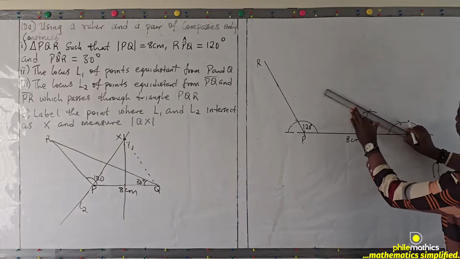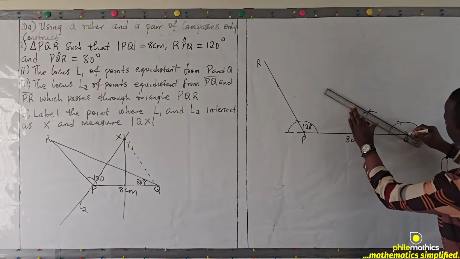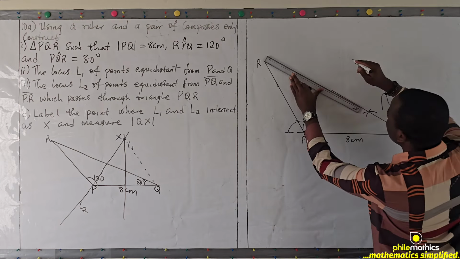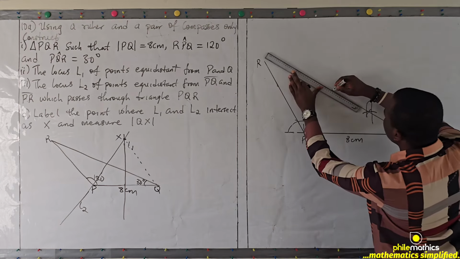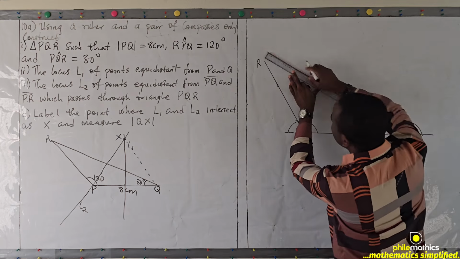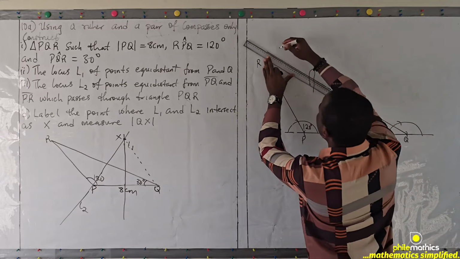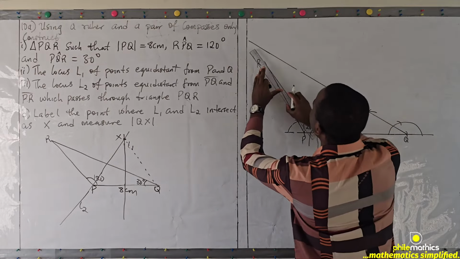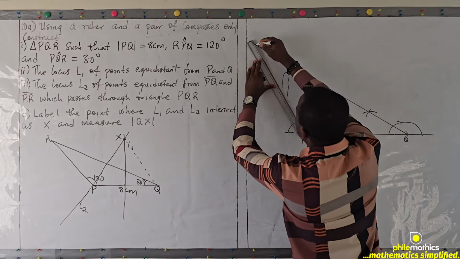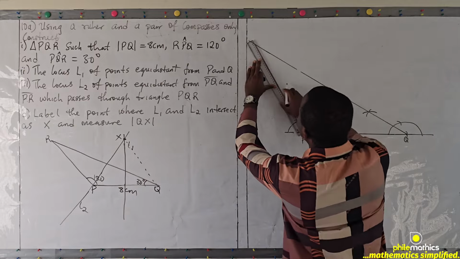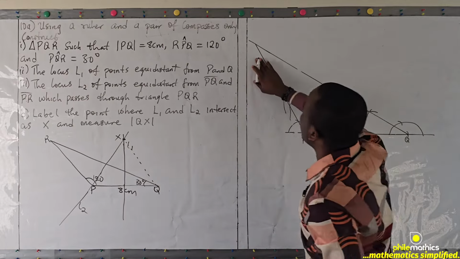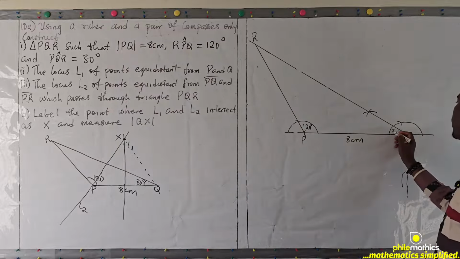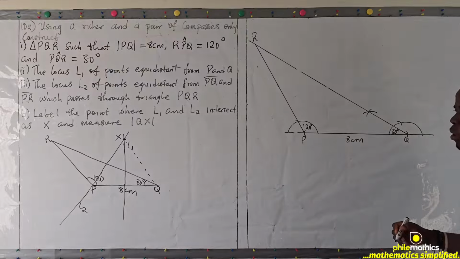So this is here our arrow is. And this is 30 degrees.